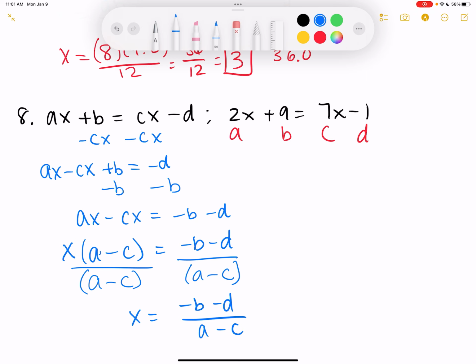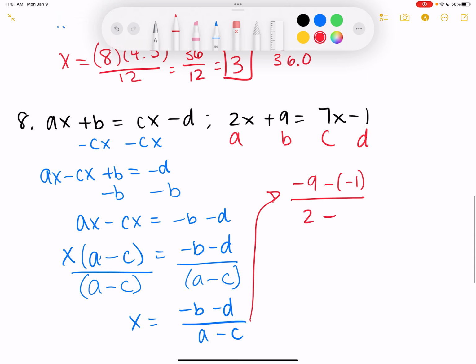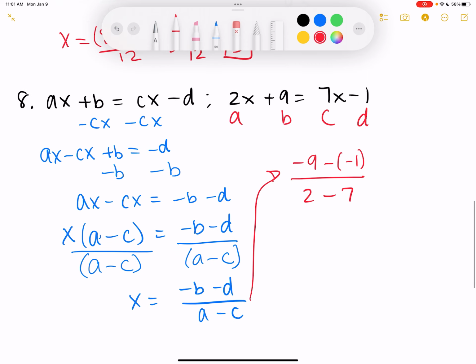So now we can plug this stuff in. So -b, well, b was 9, so it's going to be -9 minus d was -1, so I'm going to have minus a -1 divided by a is 2 minus c is 7. So -9 minus a negative, so that becomes positive. So -9 plus 1 would be -8, divided by 2 minus 7 would be -5. And so that would just be 8 over 5, because the two negatives would cancel top and bottom.